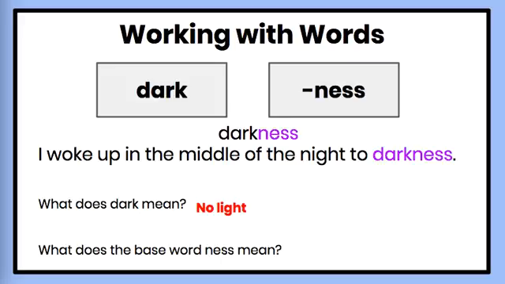Well, hold on. What does my suffix ness mean? It means a state of being. So my base word meant no light. My suffix means a state of being. So together, darkness means it is in the state of dark and not light. I woke up in the middle of the night to darkness, a state of no light.